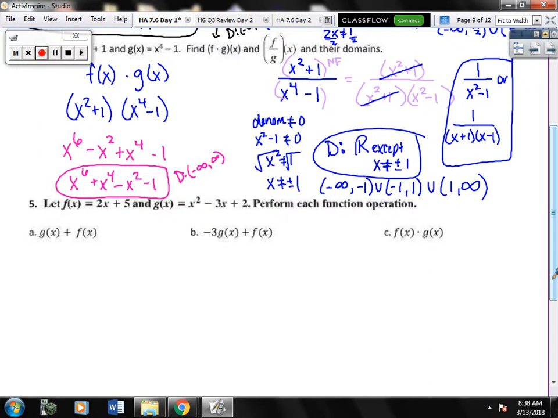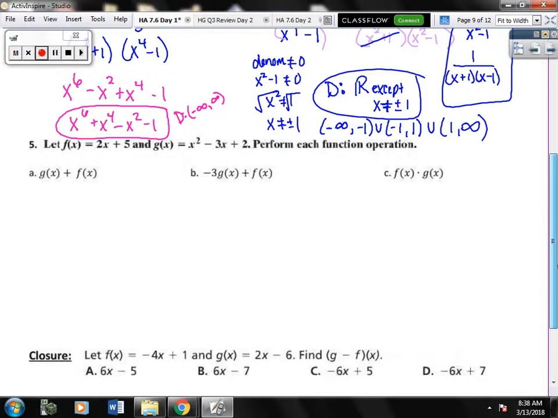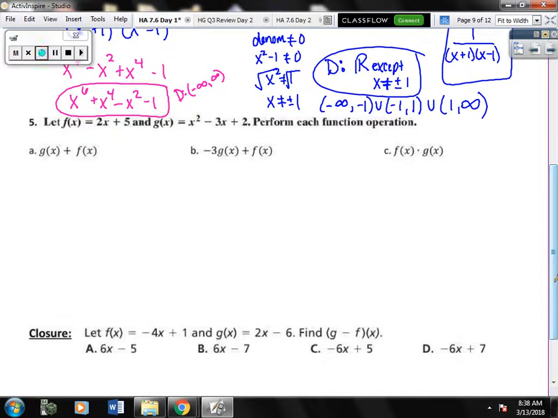All right, the last ones are pretty much the same as what we've already worked on. The only one I want to do with you is the B, letter B here, because it has this -3 in front. I think you probably could figure this one out on your own if you needed to, but it says -3 g of x plus f of x. So that's -3 times g of x, which we'll want to use parentheses around, and then plus f of x. And then from there, you just have to distribute and combine like terms. But just make sure that you realize that this is being multiplied by that function.